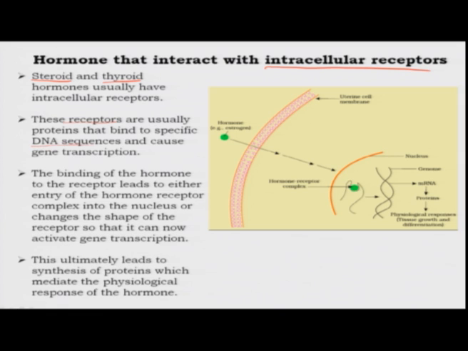Binding of these hormones to their receptors leads to binding to specific DNA sequences which cause gene transcription. The binding of the hormone to the receptor can lead to either entry of the hormone receptor complex into the nucleus, or it can change the shape of the receptor that is already in the nucleus, and then activate gene transcription as a result. Both these things will lead to activation of gene transcription, and the example that is shown here is the hormone estrogen, which can get into the cell because it is a steroid.